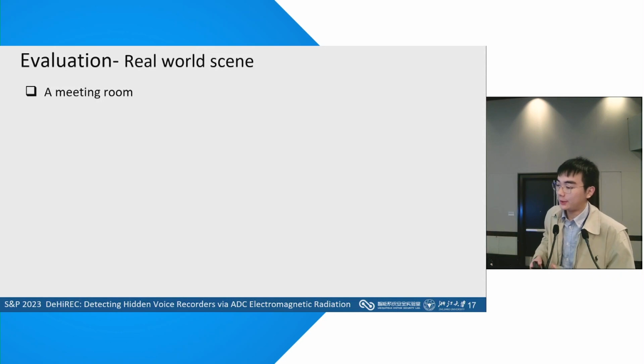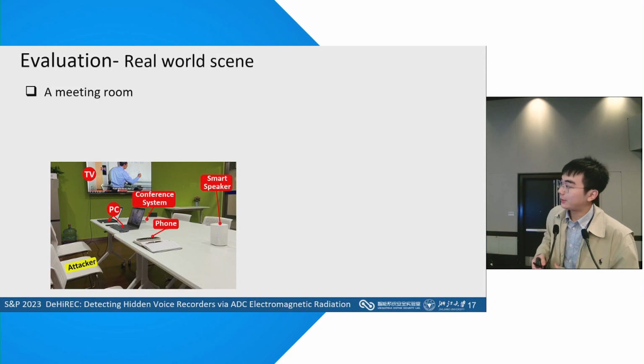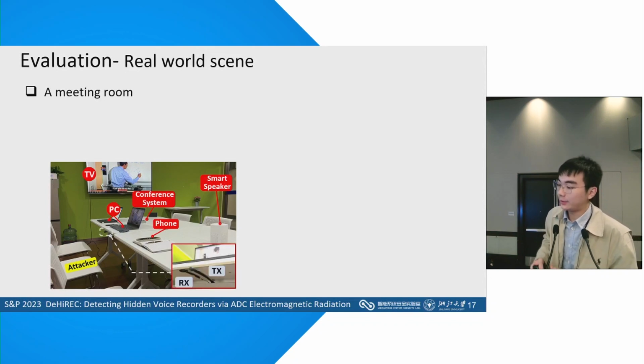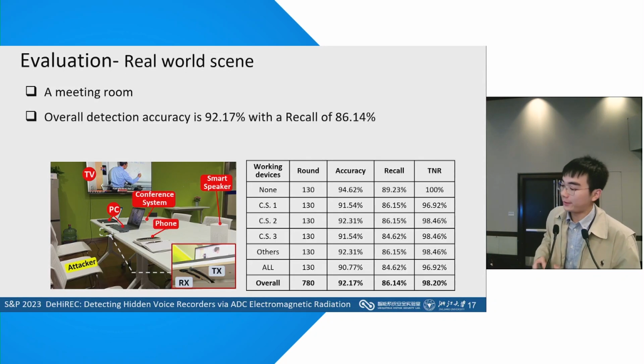Finally, we tested DeHiREC in our real-world simulated meeting room. We chose some interference devices and put them in places where they appeared normally, such as the conference system in the middle of the table and the laptops in front of each seat. And we implemented our prototype under the table. The distance between the seat and the antenna is around 20 centimeters. And we simulated 6 cases to evaluate the performance. And in each case, the working interfering devices are different.